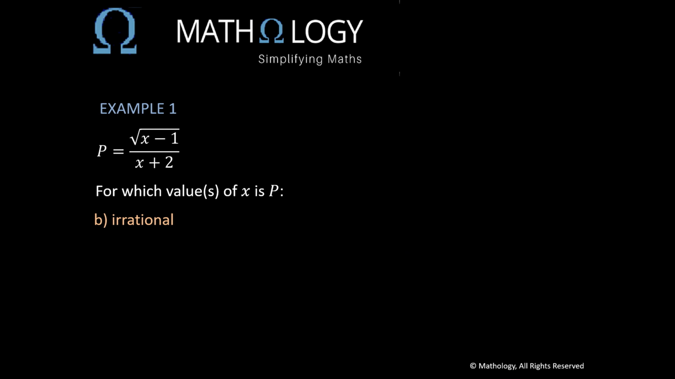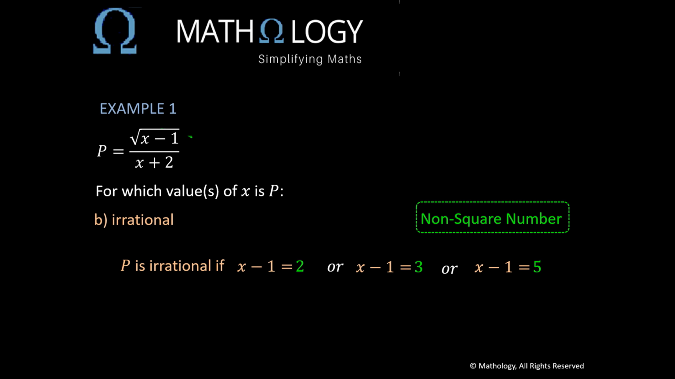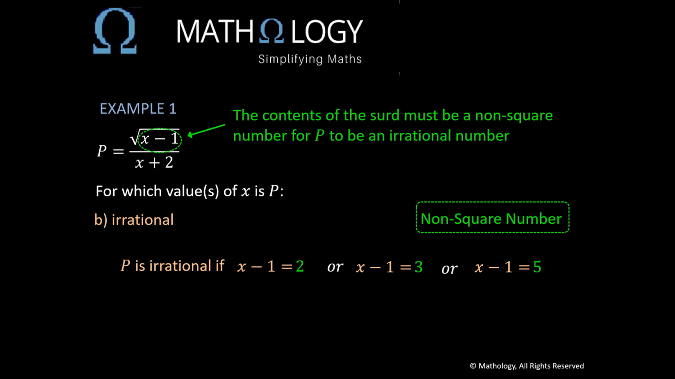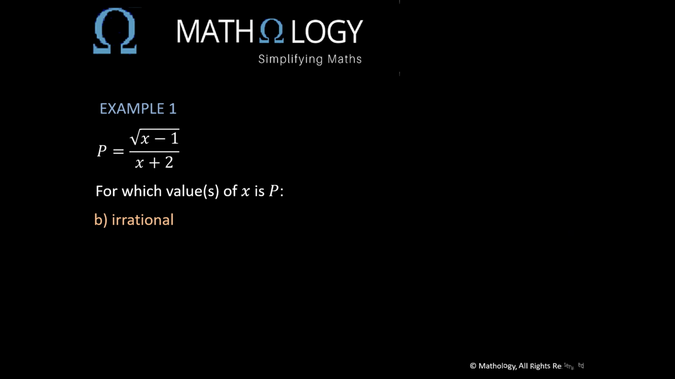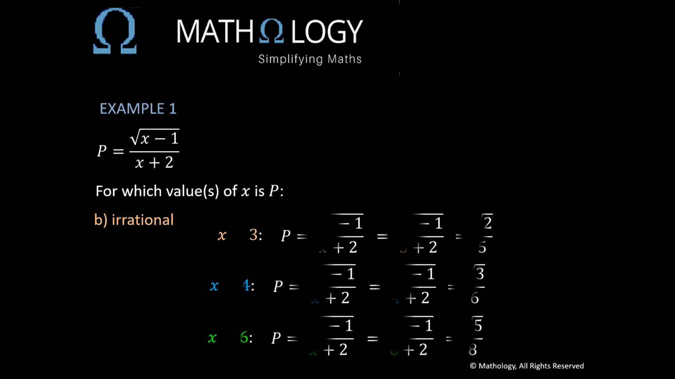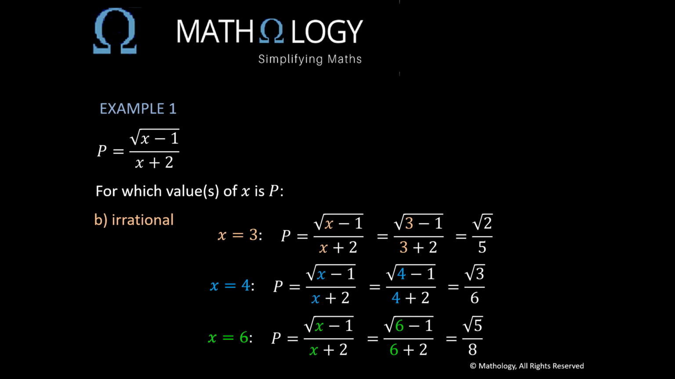To find a value, or values, of x for which p is irrational, we simply equate x minus 1 to any non-square number, since the square root of a non-square number is irrational. Therefore, if x equals 3, 4, 6, etc., then p will be an irrational number. Again, we can check the solution by substituting these values of x into the expression for p. In each case, the value of p is an irrational number.